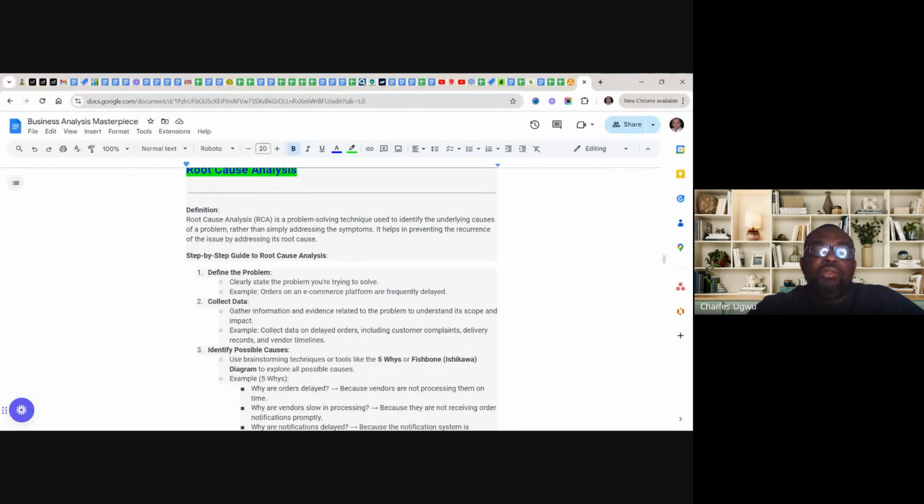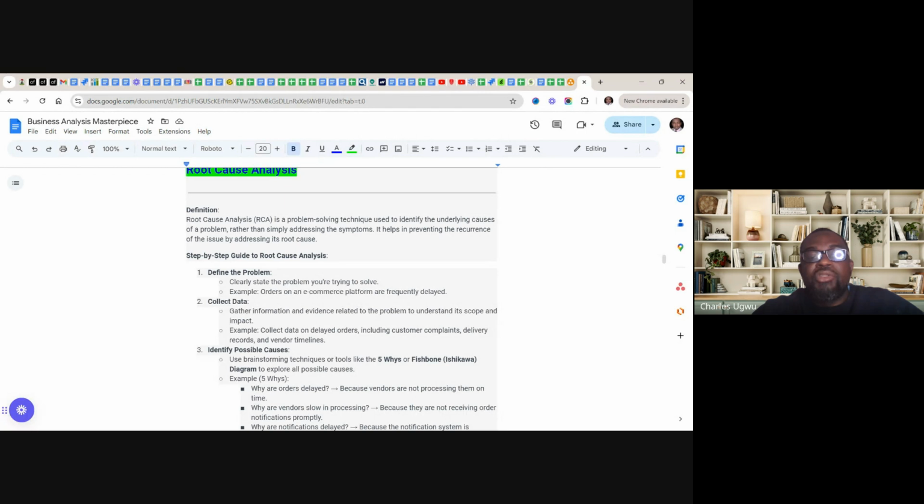And then you collect data. Gather information and evidence related to the problem, that is requirement gathering, to understand the scope and the impact. Example, collect data on delayed orders, including customer complaints, delivery records, and vendor timelines. These are some of the data in this kind of scenario.